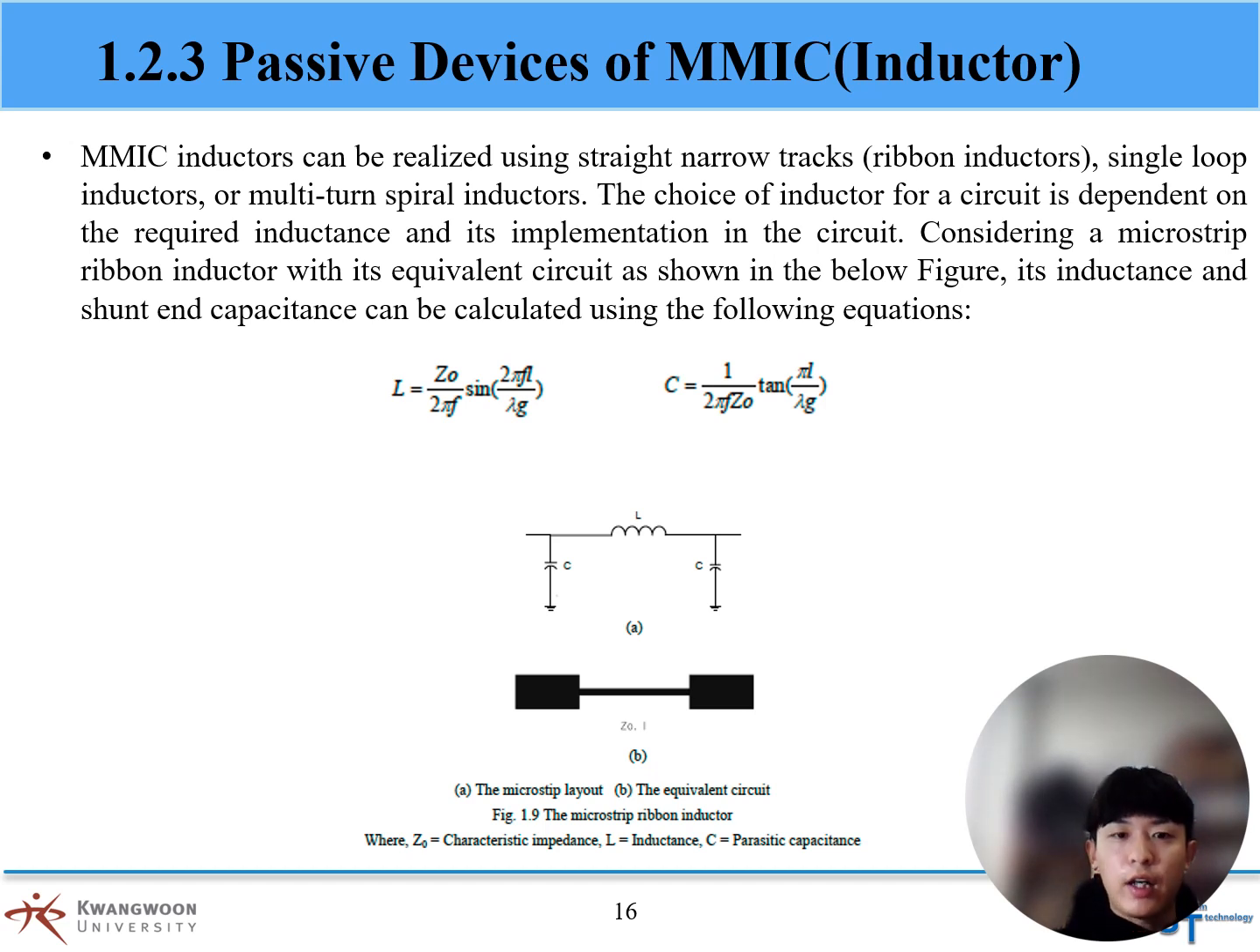First is the inductor. MMIC inductors can be realized using straight narrow tracks, single-loop inductors, or multi-turn spiral inductors. The choice of inductor for a circuit is dependent on the required inductance and its implementation in the circuit. Considering a microstrip ribbon inductor with its equivalent circuit as shown in the below figure, its inductance and shunt capacitance can be calculated using the following equation.